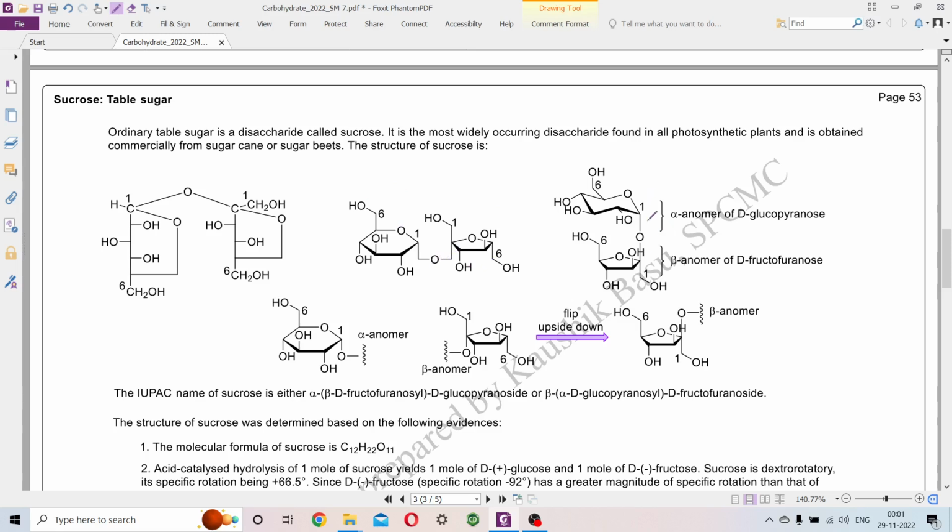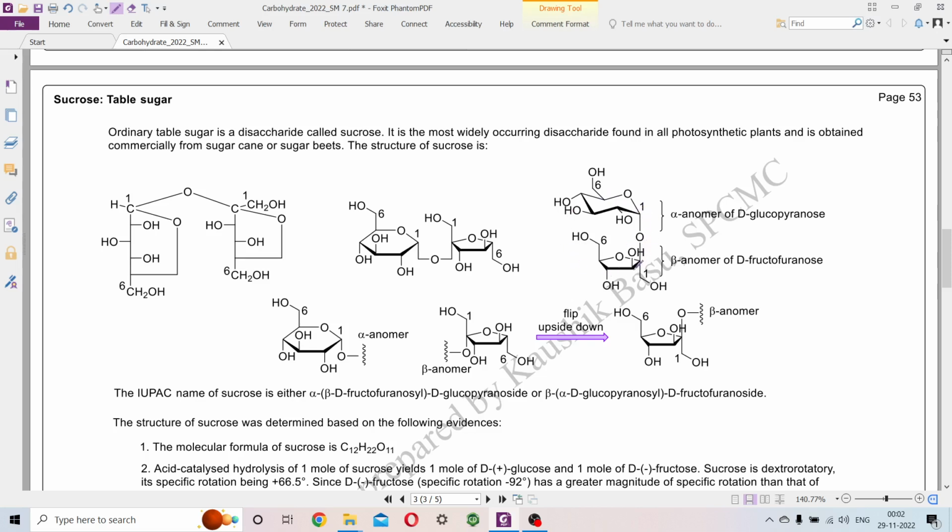And if you draw the Haworth projection formula in such a way so that the two monosaccharide units are right above one another, one above the other, not like this, then you can understand very clearly that this is a glucopyranose unit. The linkage is alpha, and this is a fructofuranose unit where the linkage is beta. So it is the alpha anomer of the D-glucopyranose and the beta anomer of the D-fructofuranose, and when you combine these two, you eliminate a molecule of water so that both the hemiacetal linkages are converted to the acetal.